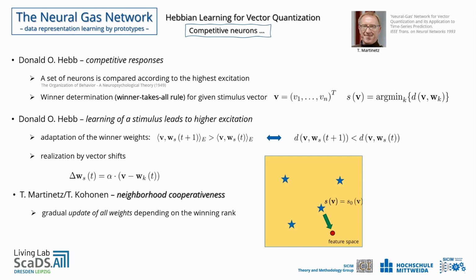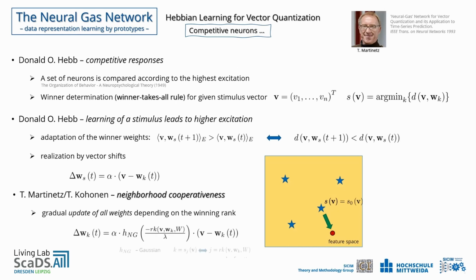But we all know that K-means is very sensitive to the initial conditions. Also, there are nowadays interesting alternatives for intelligent initialization of the respective weight vectors, or in this context also denoted as prototypes. There is still a sensitivity. Therefore, Thomas Martinetz introduced in '93 a respective model for vector quantization based on this learning rule, where we have a gradual update of all weights or prototypes depending on the winning rank.